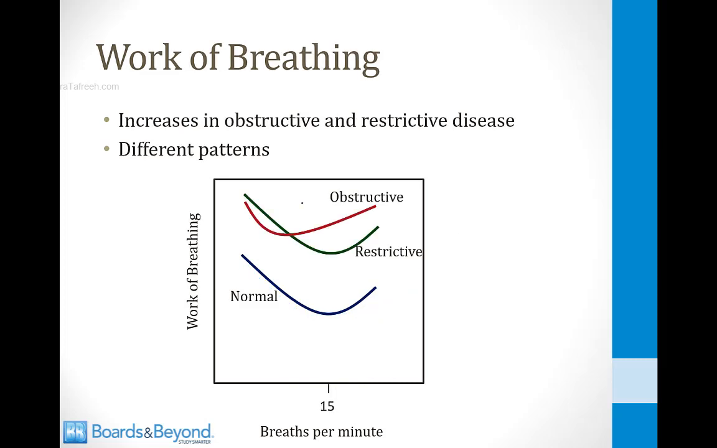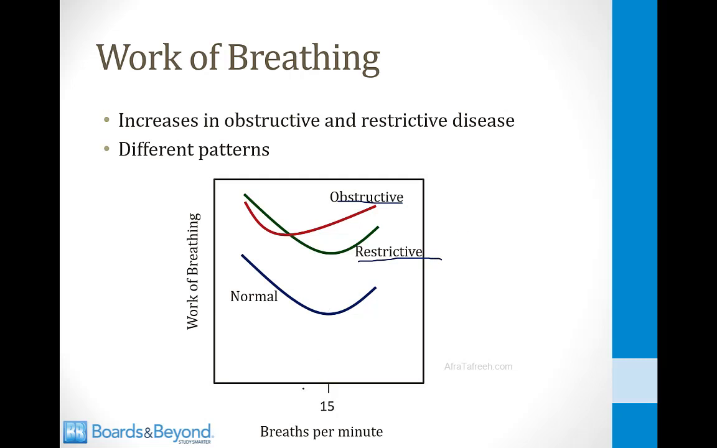So just like with spirograms, there are different curves for the work of breathing compared to normal in patients who have obstructive or restrictive lung disease. So let's talk about that now. Shown on this slide is a classic physiology depiction of the changes in the work of breathing curves versus breaths per minute for patients with either restrictive or obstructive disease. Let's talk about the patients with restrictive disease first.